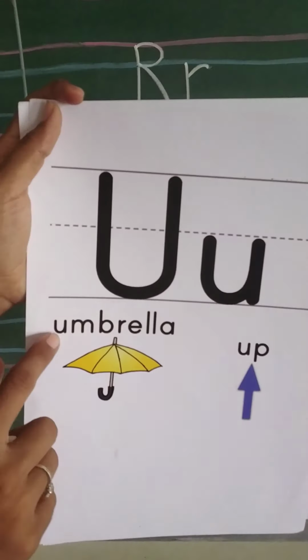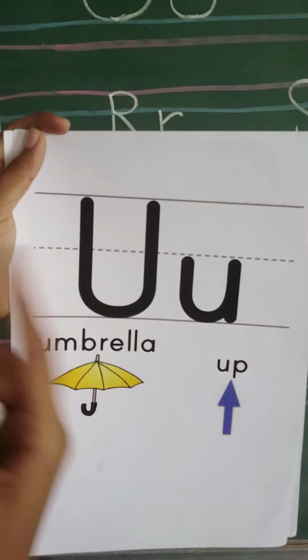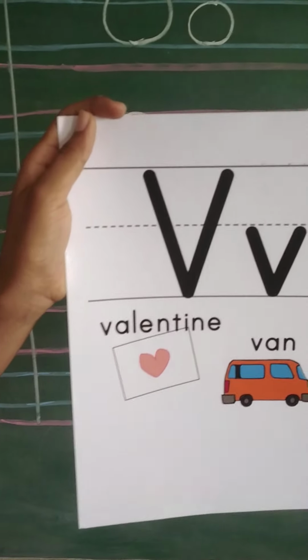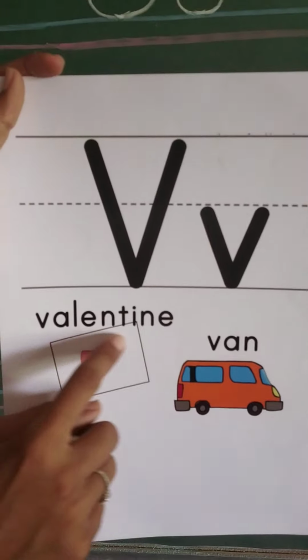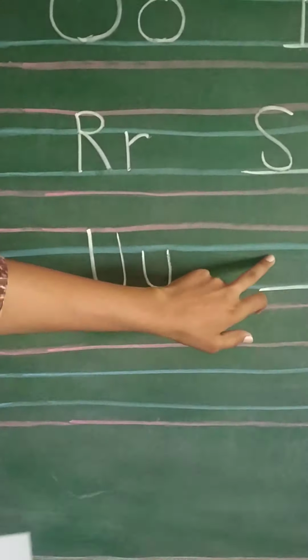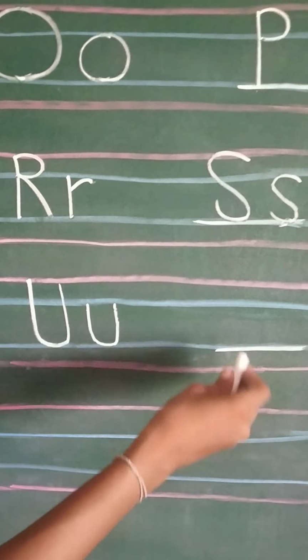Now, U after U. U after which letter, children? U. Umbrella. U, up. U after which letter? Letter V. What is the sound of V? V. Valentine. V. Van. What will we write here, children? After U, which letter? Letter V.